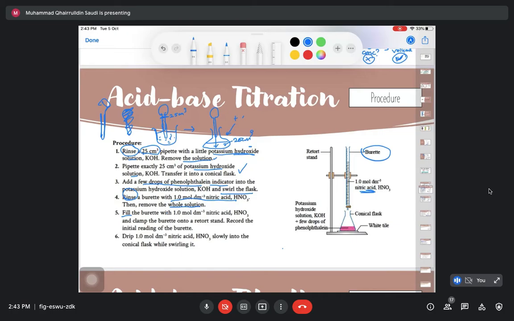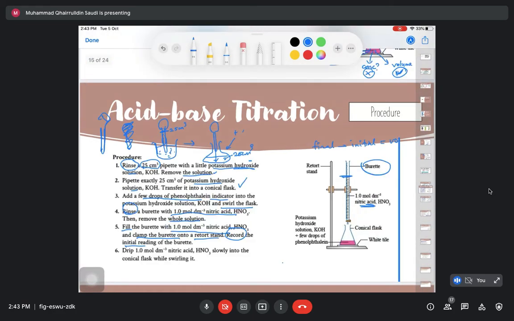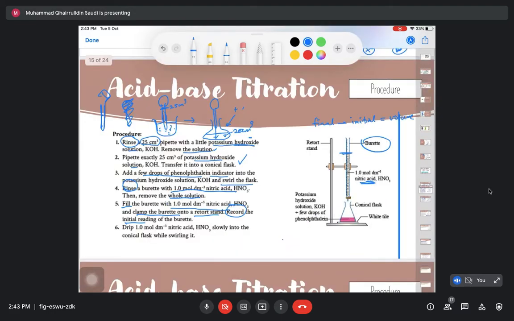So fill the burette with 1.0 mol per dm³ of nitric acid and clamp the burette onto the retort stand. Record the initial reading. Kita mesti record initial reading sebab kita nak dapatkan volume of the acid needed. So we have to find the volume by final reading minus initial reading. Where is it? To get the volume. And then we will drip.